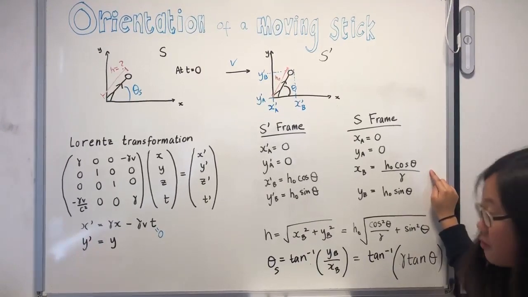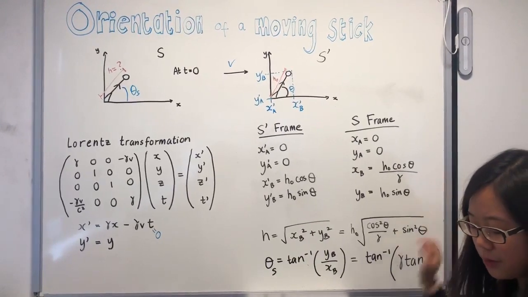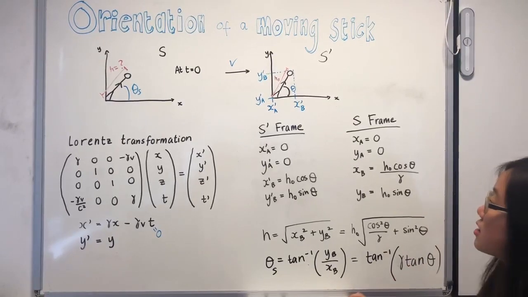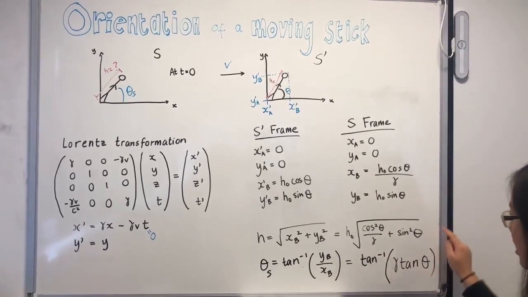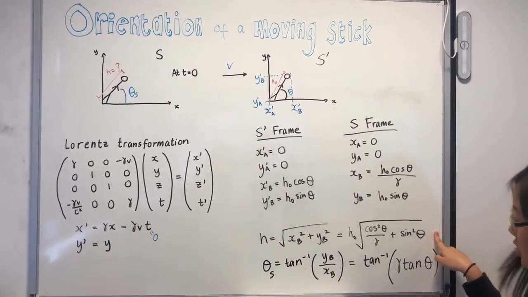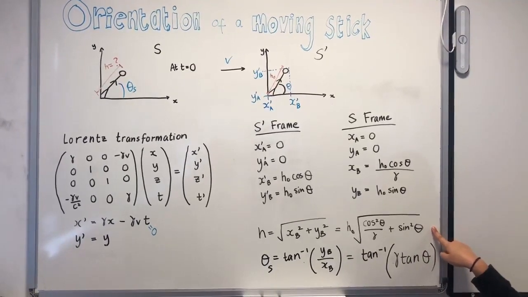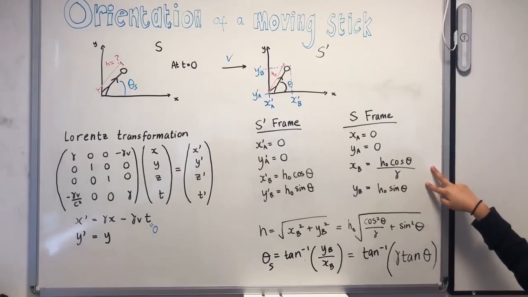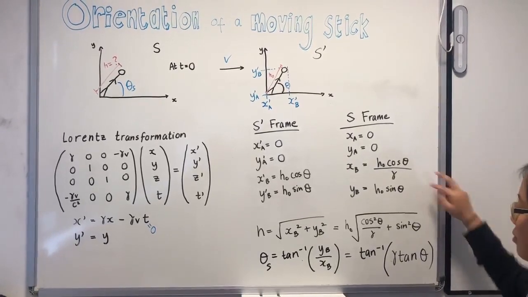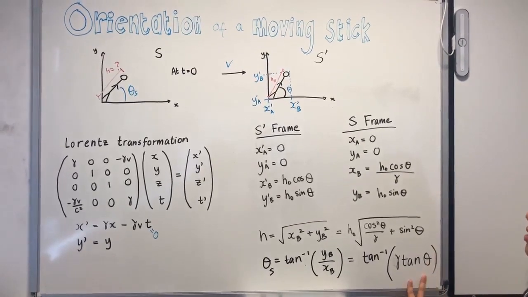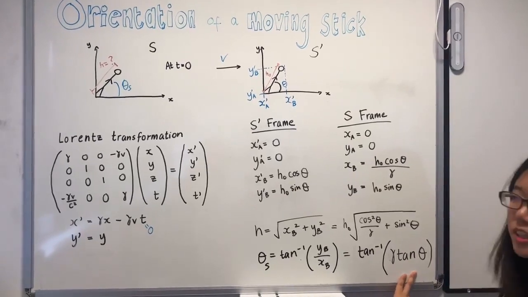xb has been reduced from x'b. Therefore, the person's height is only contracted in the x direction. And using Pythagoras' theorem, we can see that the height h in the S frame is equal to this. Using the points in the S frame, we can see that this is the value for theta s.